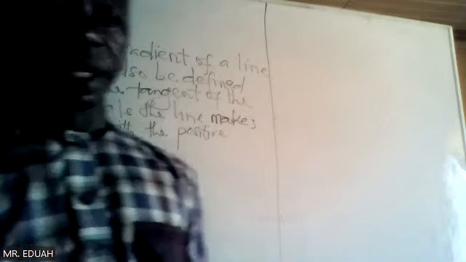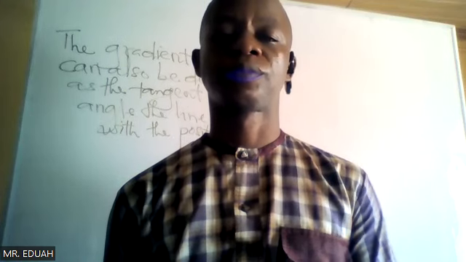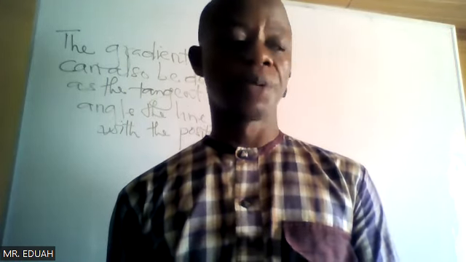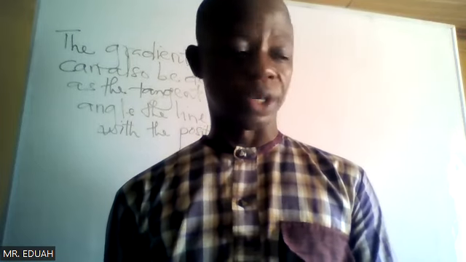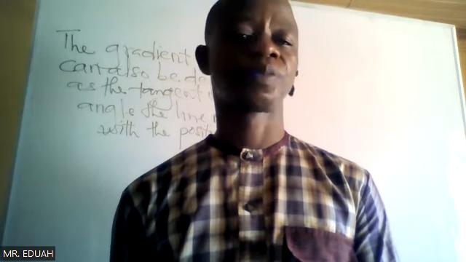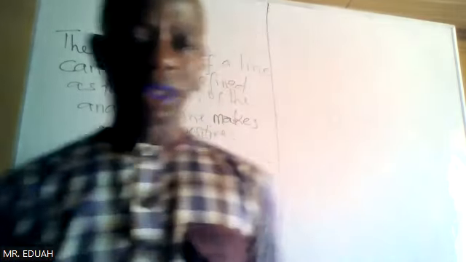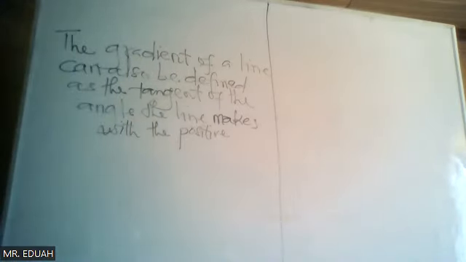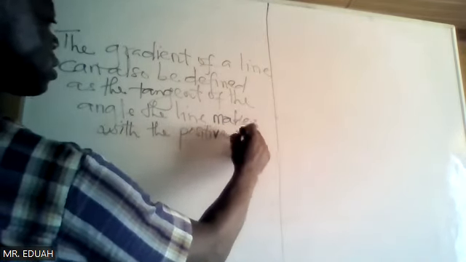Okay, the last time, let's look at what we did. We finished with the slope of a line, right? Where we said finding the slope of a line, or the gradient of a line, the formula we use is y2 minus y1 all over x2 minus x1. Okay. There is another way that we can define the gradient. That's what I've tried to write on the board. The gradient of a line can also be defined as the tangent of the angle the line makes with the positive x-axis.